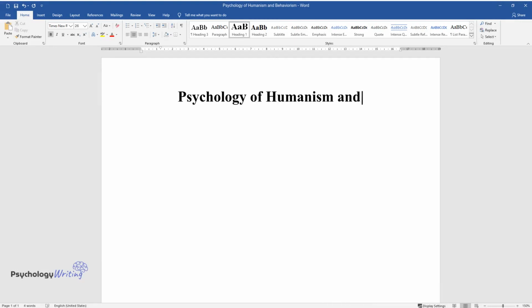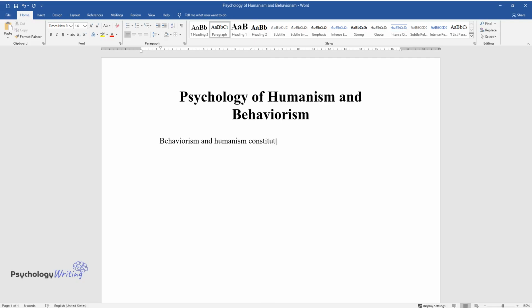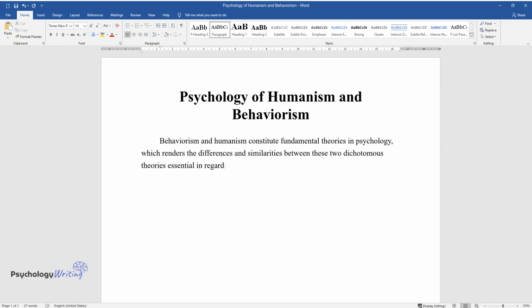Psychology of Humanism and Behaviorism. Behaviorism and humanism constitute fundamental theories in psychology, which renders the differences and similarities between these two dichotomous theories essential in regard to the study of psychology. The term psychology implies the scientific study of behavior.